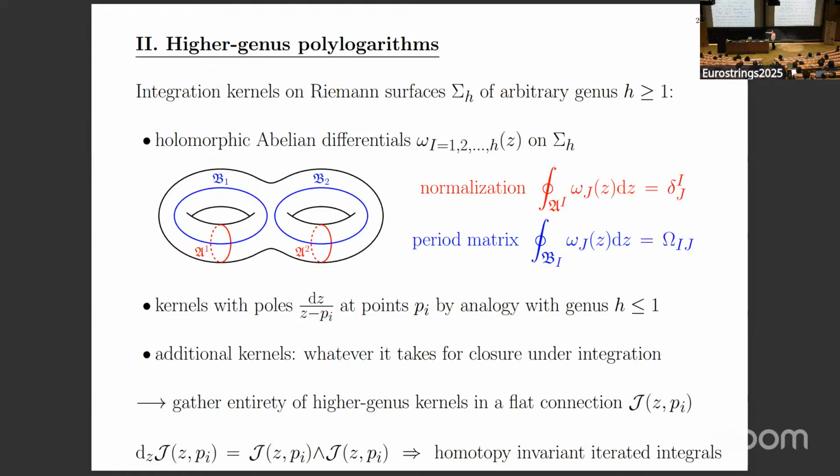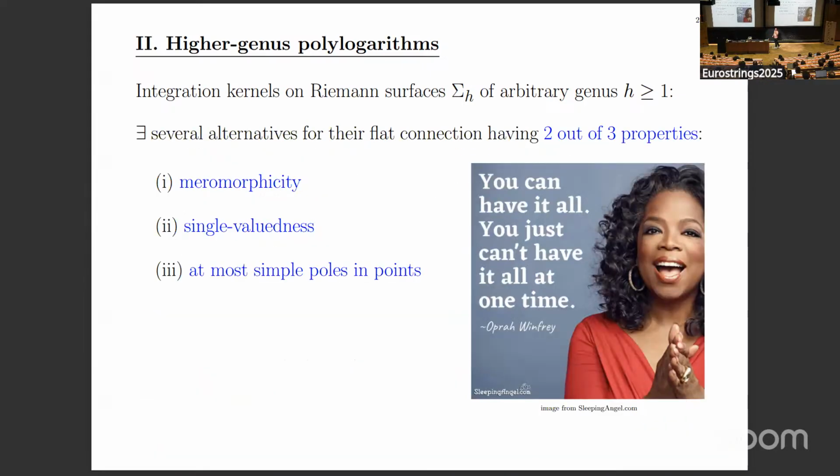And whatever comes beyond, the packaging device for the rest of the talk is a flat connection. Let's package the integration kernels here and those and whatever else it takes into a big connection J, valued in some Lie algebra, and as a starting point to construct good spaces of iterated integrals, we should make sure that this connection obeys the Maurer-Cartan equation. So here, flatness condition. Okay, so handing you a flat connection is more or less as good as telling you how the polylogs are constructed.